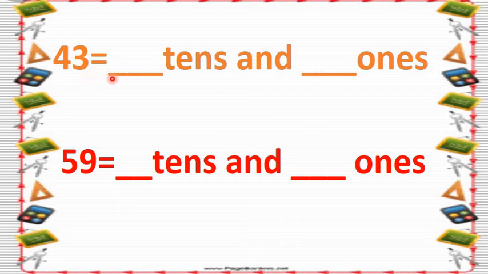43 is equal to dash tens and dash ones. So, what do you say, my dear students? If we want to make this separate and write in the form of tens and ones, how can we write? We can write 4 tens and 3 ones. We can say that 43 is equal to 4 tens and 3 ones.